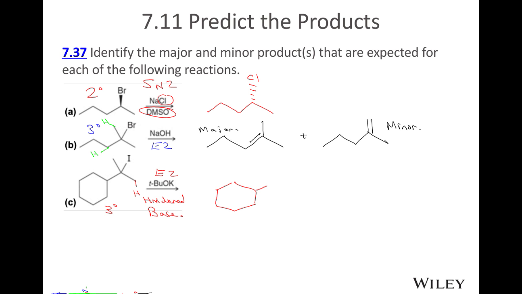So if I draw that proton being extracted, in this case, the major product will be the Hofmann product, and the minor product is going to result from this proton. I'll just draw it in here in blue. This proton is more hindered, so our hindered base is going to have a more difficult time removing that proton. So therefore, the Zaitsev product and the minor product would be this one. So this is going to be our minor product.